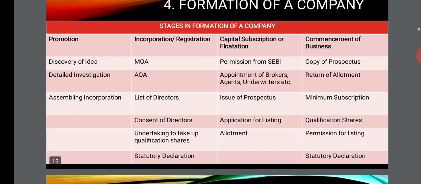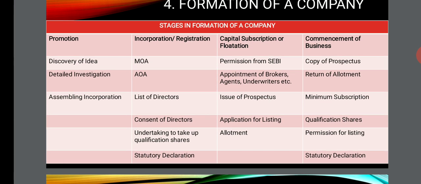Now, formation of a company. Stages in formation of a company. First of all, let us find out: the first thing is promotion. So discovery of an idea is very important. Then detailed investigation and assembling, then incorporation. So it is very important to first generate an idea, then do a detailed investigation of the idea, and then assembling, incorporation. The incorporation and registration.